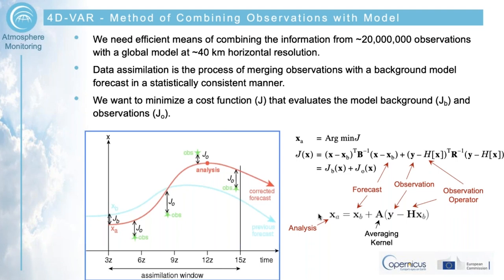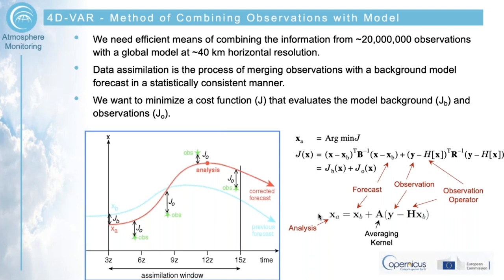But essentially what it's doing is a least squares fit, combining the information from the model background, which is denoted by a B, and then the observations, which are denoted by an O or an R. And so if we just take note of the red words and arrows, this is giving a sense of where these things lie.